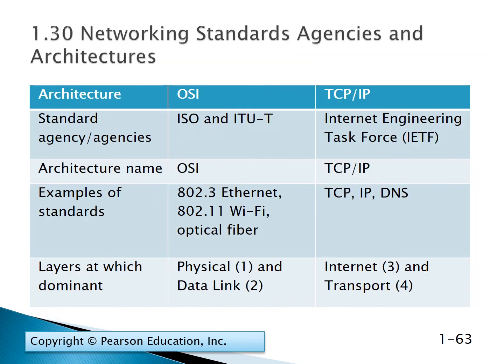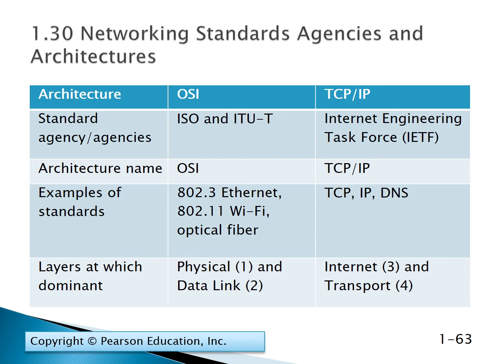There are different networking standards, agencies, and architectures, and we said the two major ones are the OSI model and the TCP/IP model. The OSI model is governed by the ISO and the ITU-T, and the TCP/IP model is handled by the Internet Engineering Task Force. The architecture naming is called the OSI model, and this one is generally referred to as the TCP/IP model.